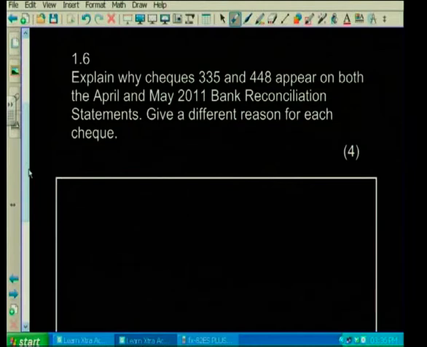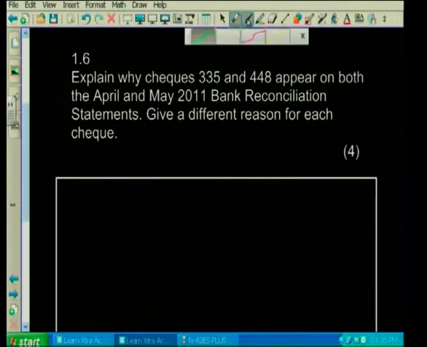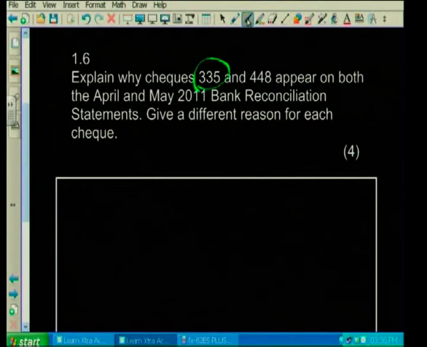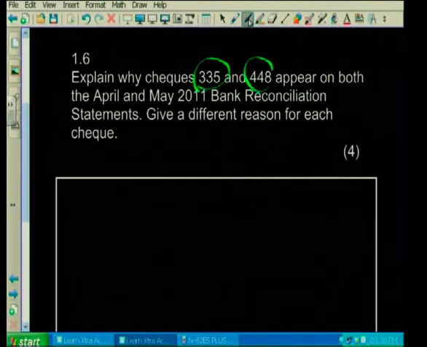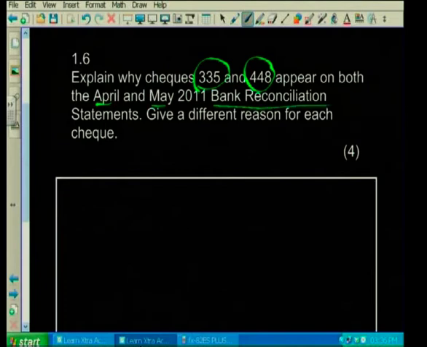Explain why checks number 335 and 448 appear on both the April and May bank reconciliation statements. Give a different reason for each check. Notice how I go through the question, underline and get the pertinent information.